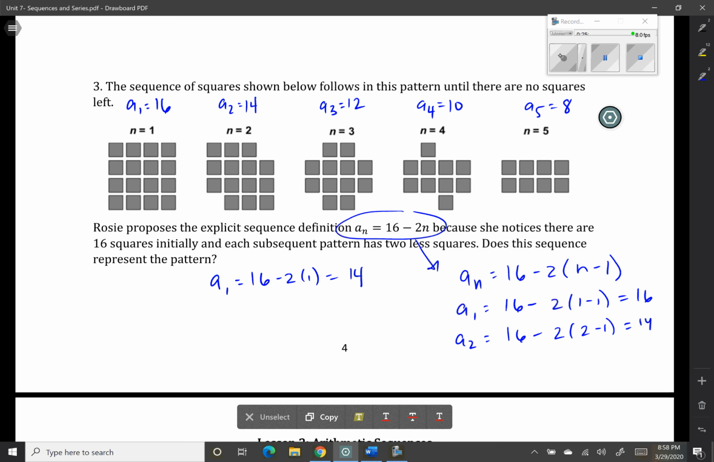That's what we're going to spend a ton of time on here in lesson 2, right? If you got that right now, awesome. If you just noticed that her equation did not generate the pattern, good for you. That's all we really needed to get out of number 3.